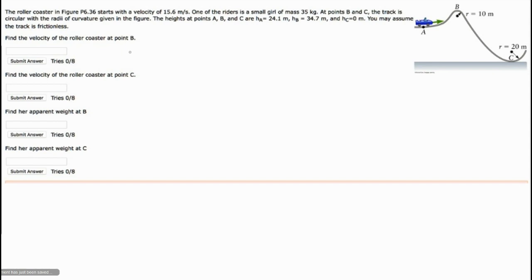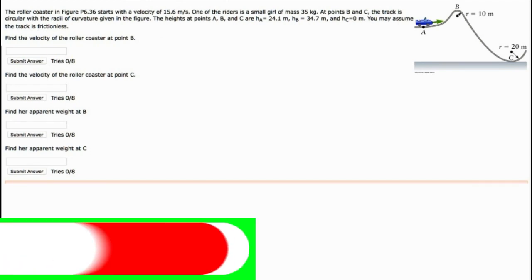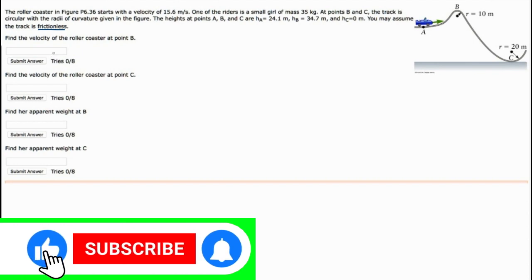The coaster in figure 6.36 starts with a velocity of 15.6 meters per second. One of the riders is a small girl of mass 35 kilograms. At points B and C, the track is circular with the radii of curvature given in the figure, and the heights of points A, B, and C are also given. The track is assumed to be frictionless. So, what is the velocity of the roller coaster at point B?